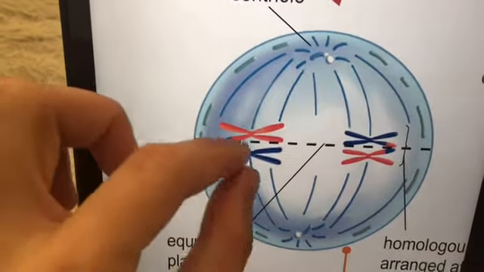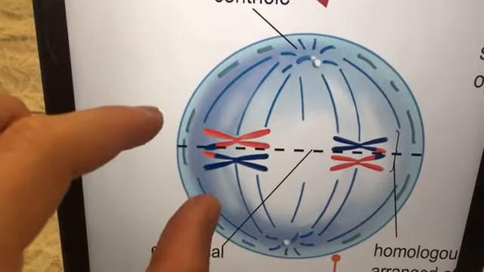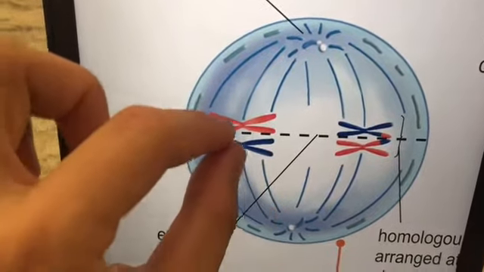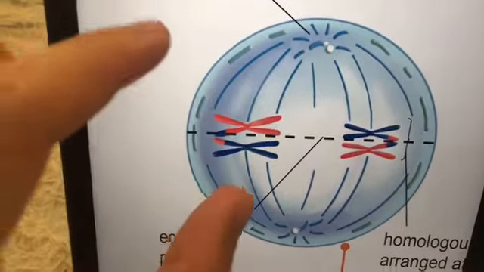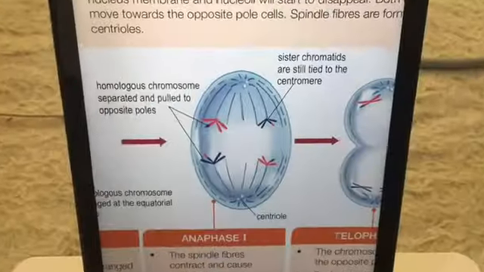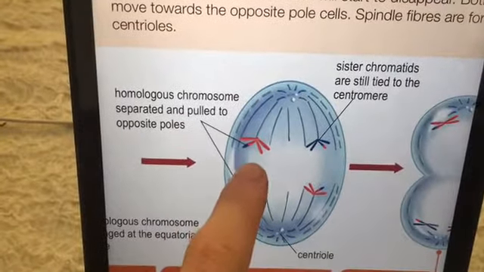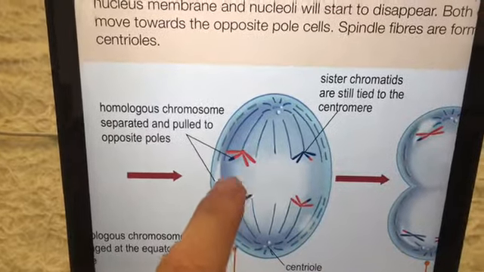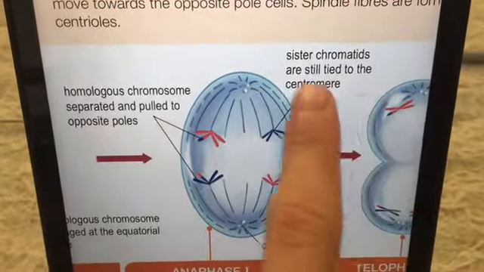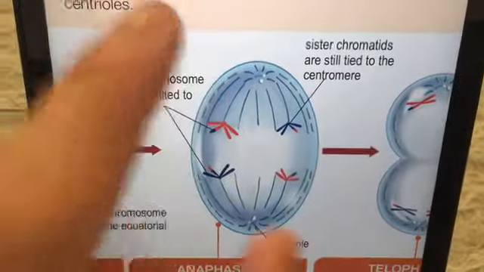So these two will separate later in anaphase, but as you will see after this, okay, instead of the chromatids separating in anaphase, for meiosis, the homologous chromosomes separate. And there you have it. Okay, like I said before, the homologous chromosomes are separated and pulled to opposite poles. Okay, the sister chromatids are still tied to the centromere. You can see right there. Okay, they are not separated yet.